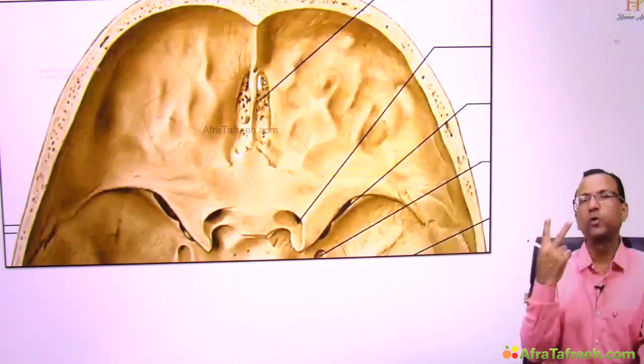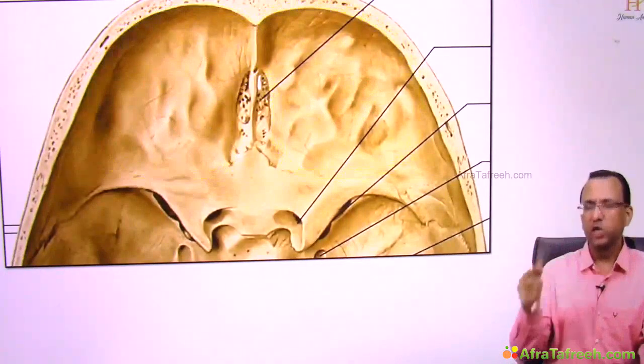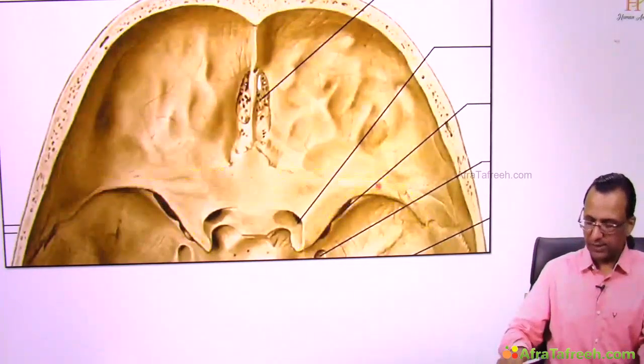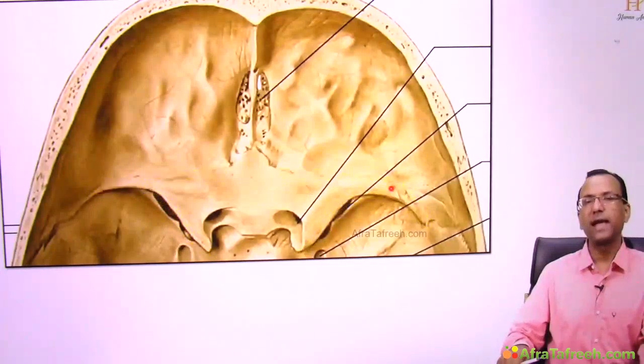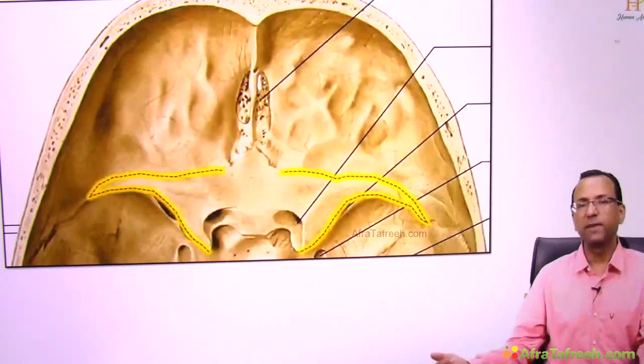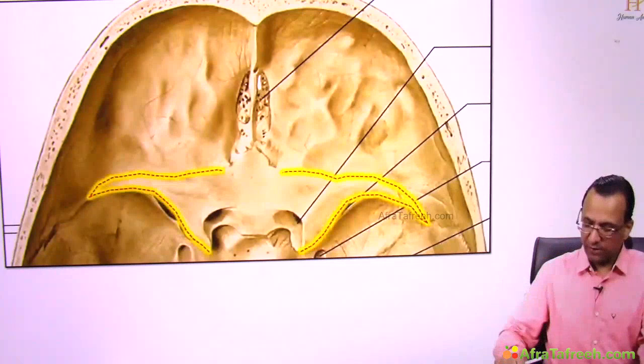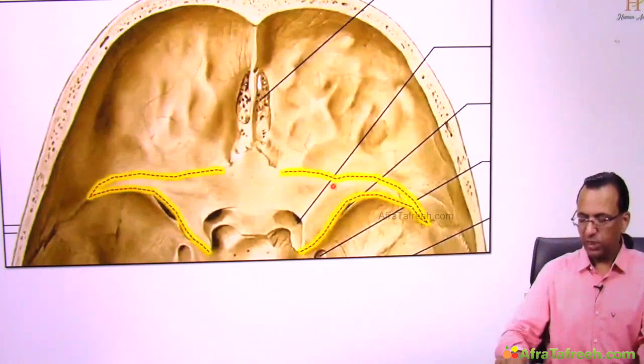Actually, there are two bones at the roof of the orbit. One is the frontal bone. Who is the other one? The lesser wing of sphenoid. So this is the lesser wing of sphenoid at the floor of the anterior cranial fossa, and the roof of the orbit. Remember, there are two bones at the roof of the orbit: one is the lesser wing of sphenoid and the other is the frontal bone.